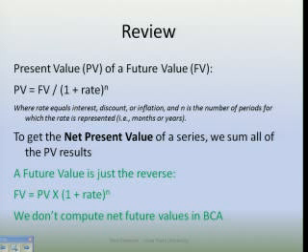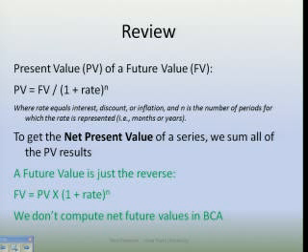If the rate is represented in months or in years, then you have the appropriate rate. So to get the net present value of a series, we just sum all of the present value results, which is what we just got done doing for the benefit stream and for the cost stream. Now, a future value is in reverse.